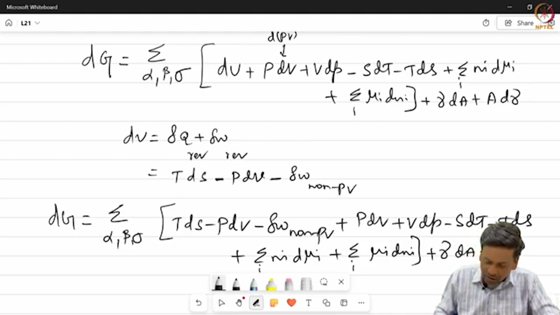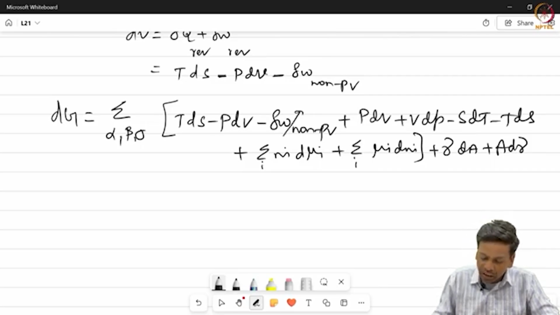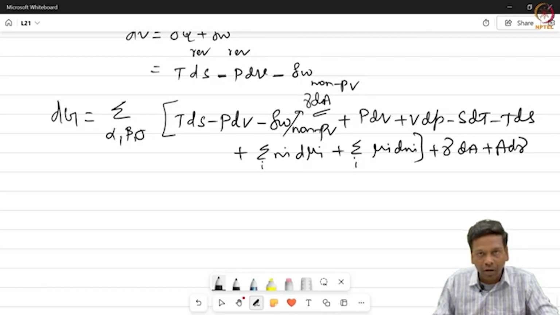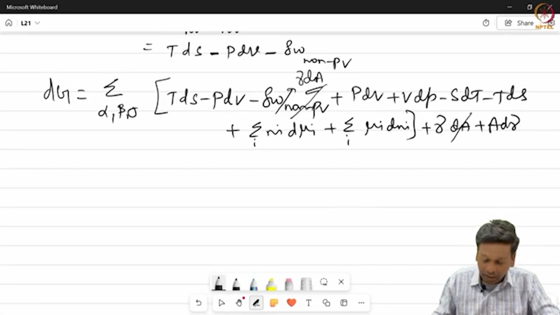So, remember, since there is no shaft work involved in this example that we have described, you can equate this delta W non-PV to the surface tension work, which is nothing but gamma dA, right. In the absence of any shaft or turbine, you can equate this non-PV work to the surface tension work. So, in that case, this term and this term cancel each other out.